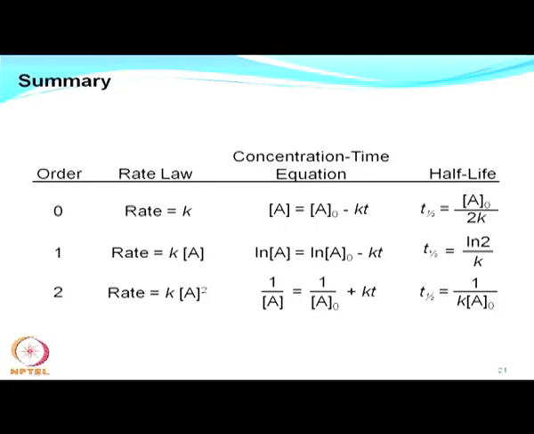Hello. In our last lecture, we learned various rate laws, then concentration-time equations, then their half lives. For zero order reaction, rate is equal to k. For first order, rate is equal to k times a. For the second order, rate is k times a to the power 2, and the corresponding half lives are like this, where you see that for the first order reaction, T half is independent of the initial concentration of the reactant.